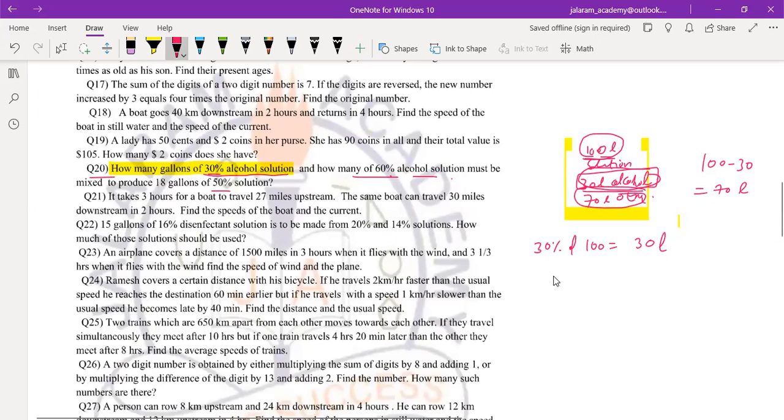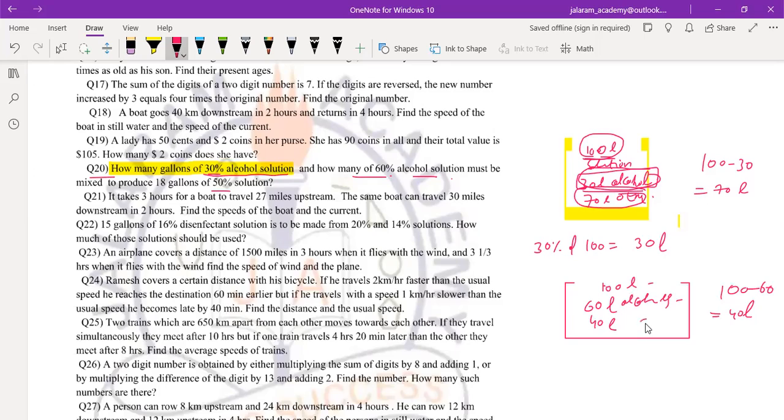And the second thing is the 60% alcohol solution. So if we take in another beaker the other solution, which is 60% pure. 60% means if we take 100 liter of this solution, it contains 60 liter of alcohol, and the rest, 100 minus 60, that is 40 liter, is other things, the solvent. It means it contains alcohol as well as the other things, 40 liter.